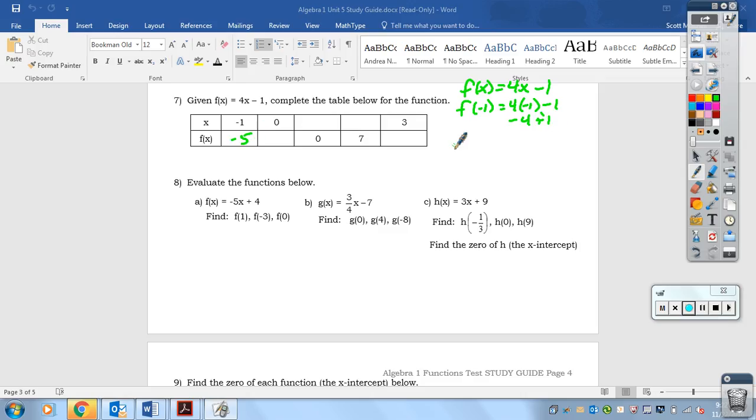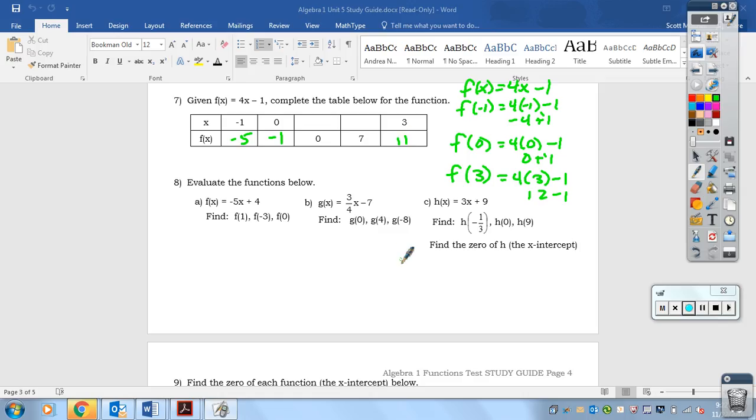Again, we do the same thing, except now x is 0. F of 0 equals 4 times 0 minus 1, which is 0 minus 1, or keep, change, negative 1. While we're in the habit of doing it, we might as well do f of 3, because x is now 3, which is 4 times 3 minus 1, or 12 minus 1, which is 11.